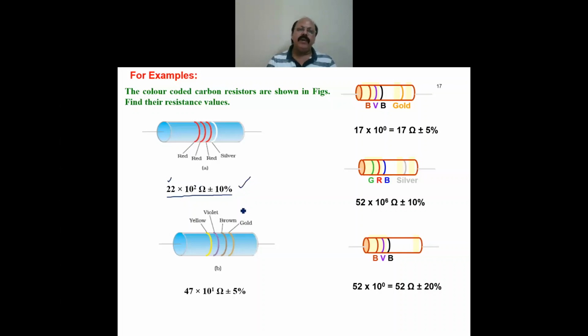Similarly, in another example the rings are yellow, violet, brown, gold. Then from that table you again understand and write the values. Yellow's value is 4, violet 7, brown 1, and gold 5%. So 47 into 10 to the power 1 ohm plus minus 5%.